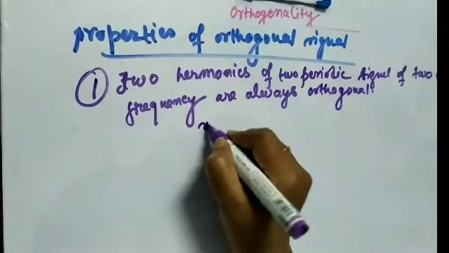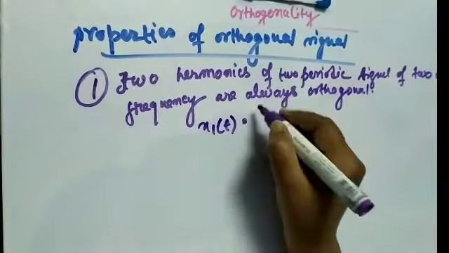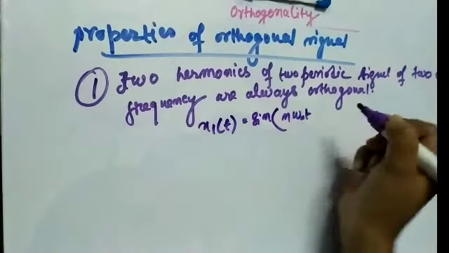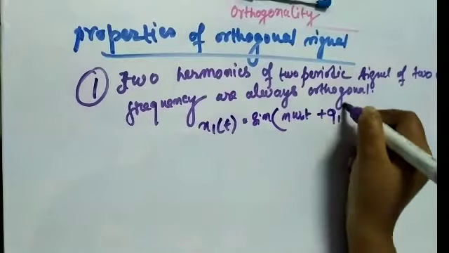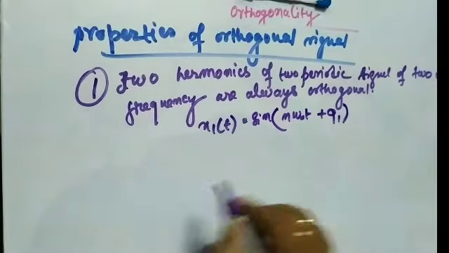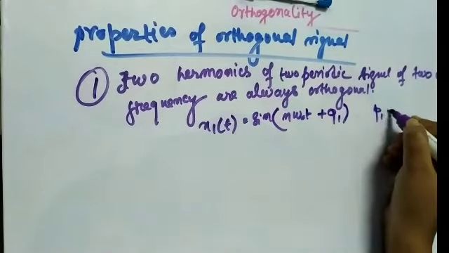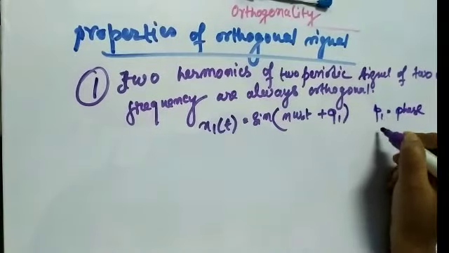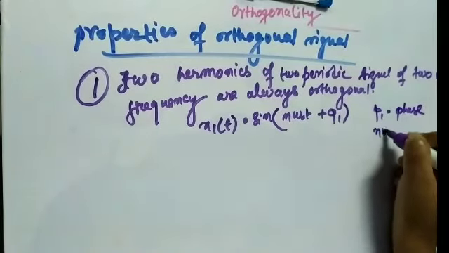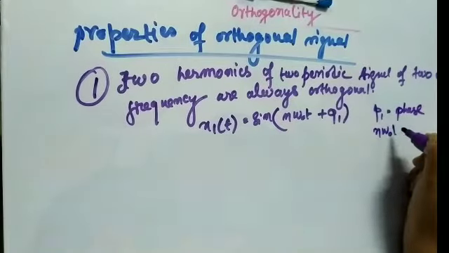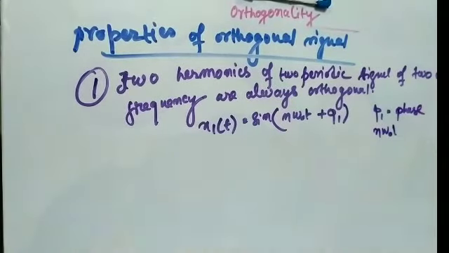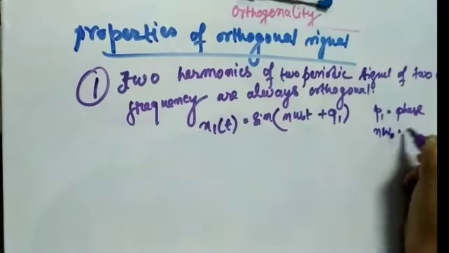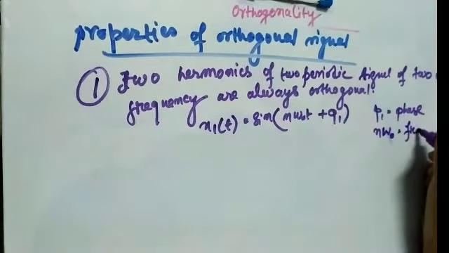Suppose you have x1(t), which is sine(n omega 0 t plus phi 1), where phi 1 is the phase of the signal and n omega 0 is the frequency of the signal.